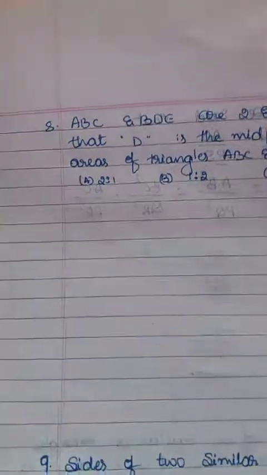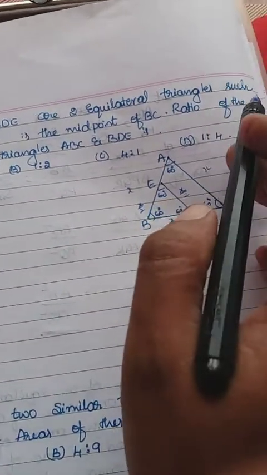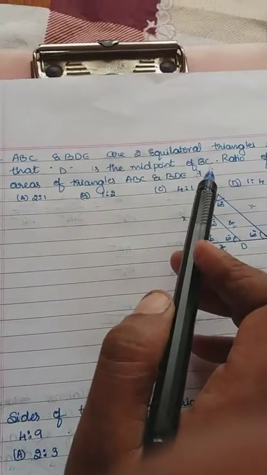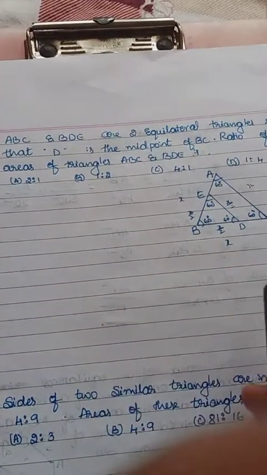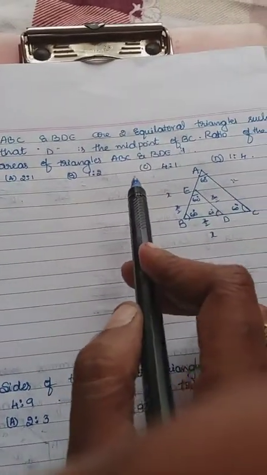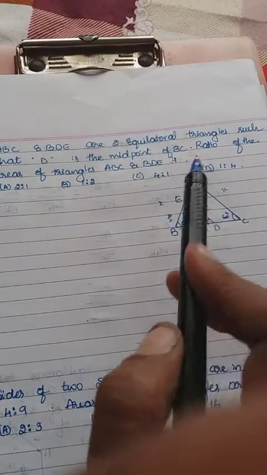Let us move to the next sum, that is the 8th sum. Let us read the sum. ABC and BDE are two equilateral triangles such that D is the midpoint of BC. Then the ratio of the areas of triangles ABC and BDE is what?